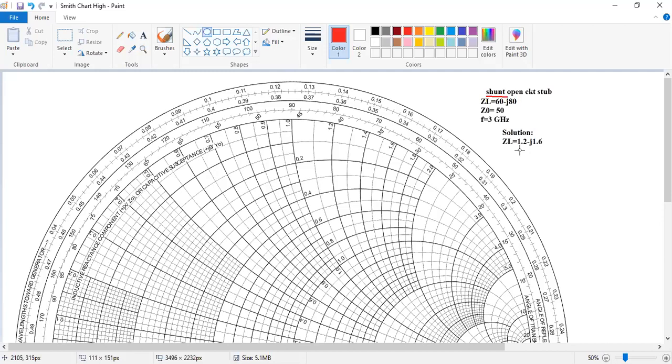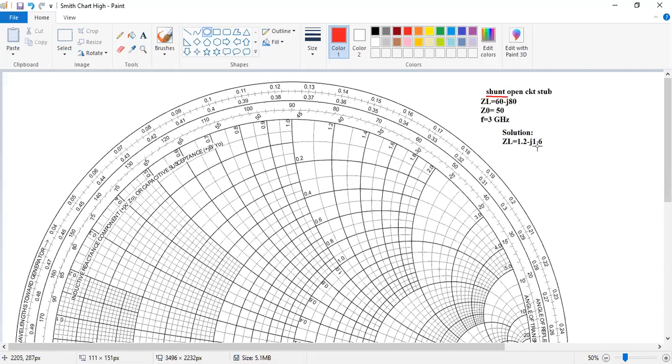So how to change that imaginary part? Suppose your roll number is 58. You will not change the real part, so your real part will be 1.2. Now whatever the 58, instead of J 1.6, you will have J 5.8.